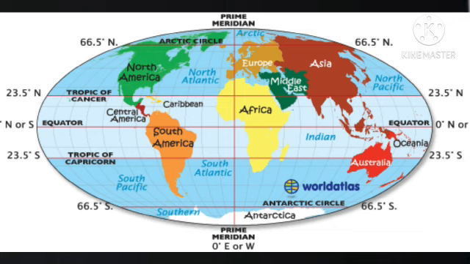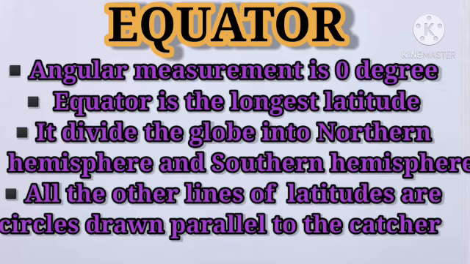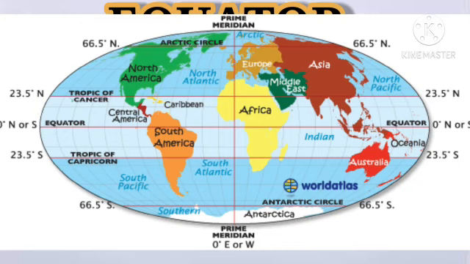Equator, what is the specialty of the equator? It is the longest latitude. It divides the globe or earth into two: northern hemisphere and southern hemisphere. Remember it.